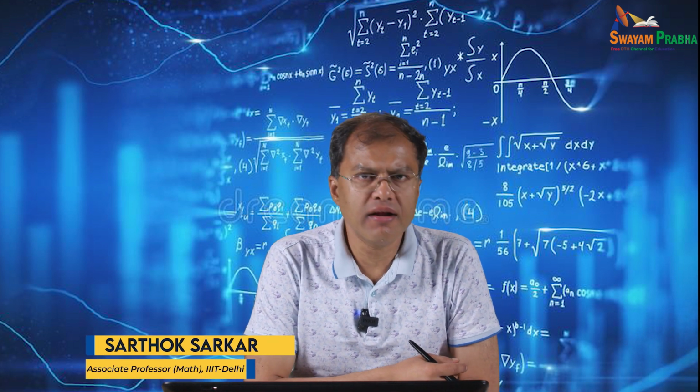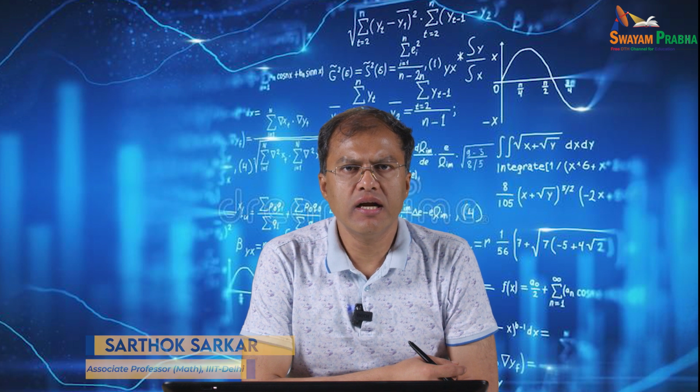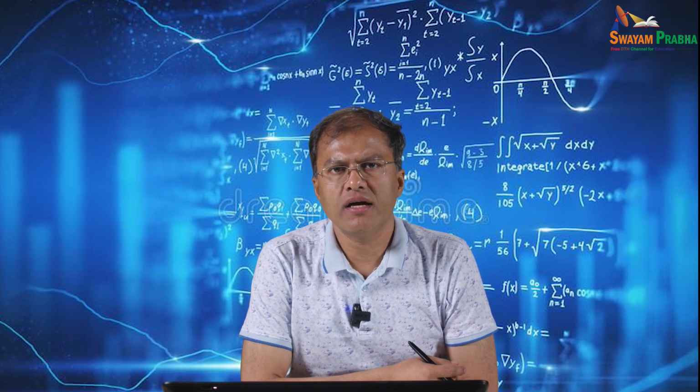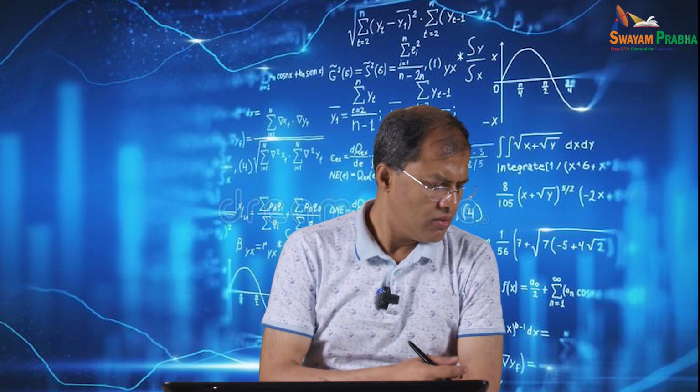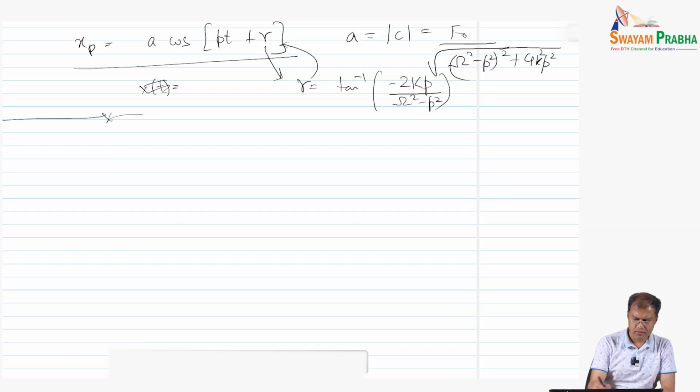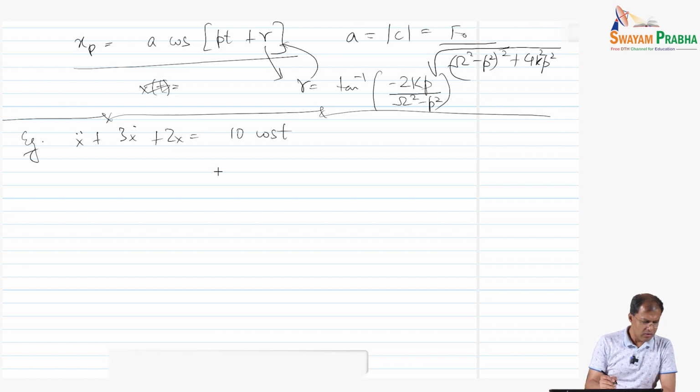Welcome back everyone, and we will continue our discussion in this module, starting with the critically damped case when the driving frequency matches the natural frequency of the system. So what we have is the following: x double dot plus 3x dot plus 2x is 10 cos t. Let us look at one particular example and try to solve the system.